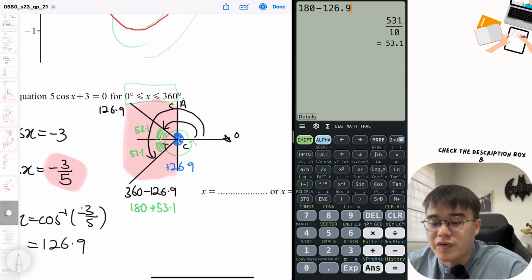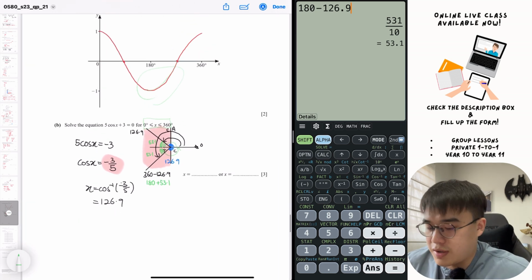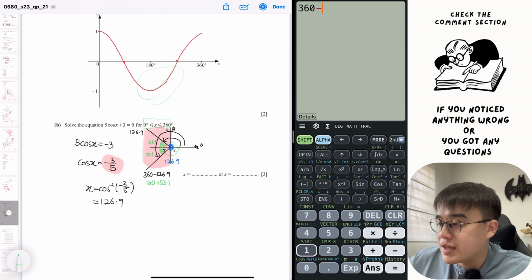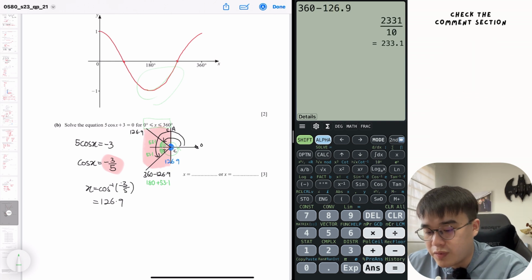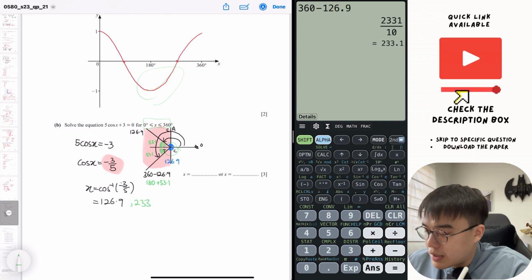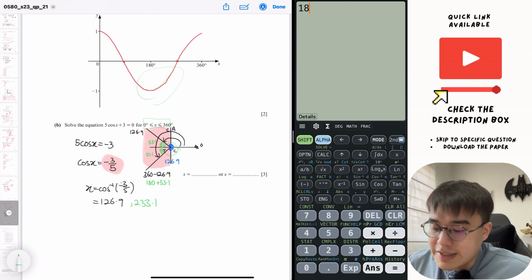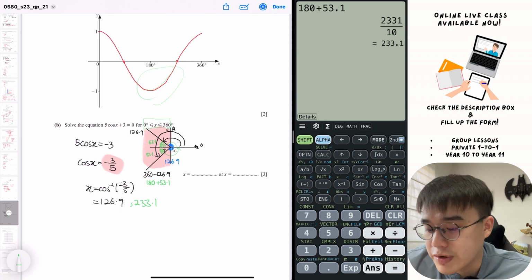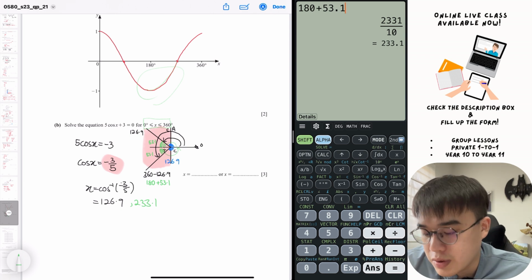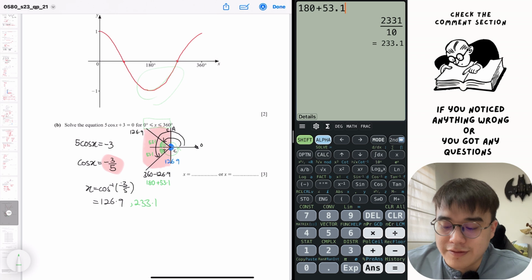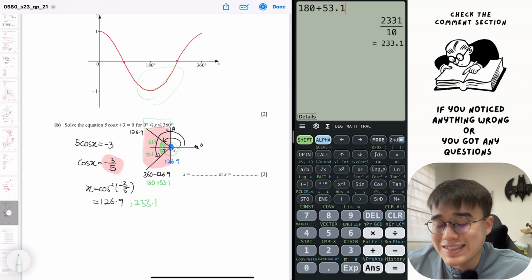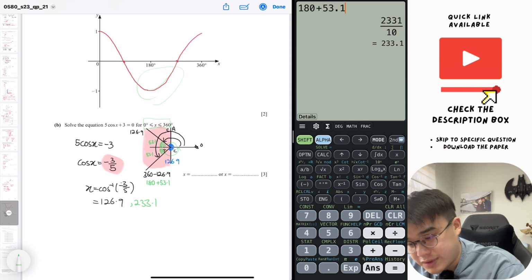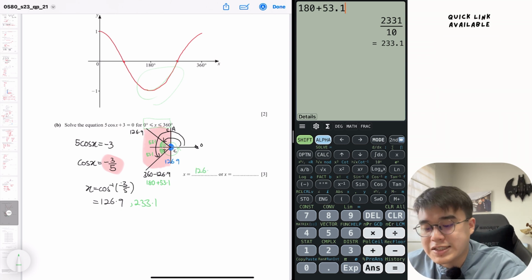Let's verify both of these answers that I wrote here. So 360 minus 126.9, you will get 233.1. Alternatively, if you take 180 plus 53.1, you also get the same results. So please take note, these are the two options that you have for identifying the second possible answer here. So write it down, then you may move on to the last section.